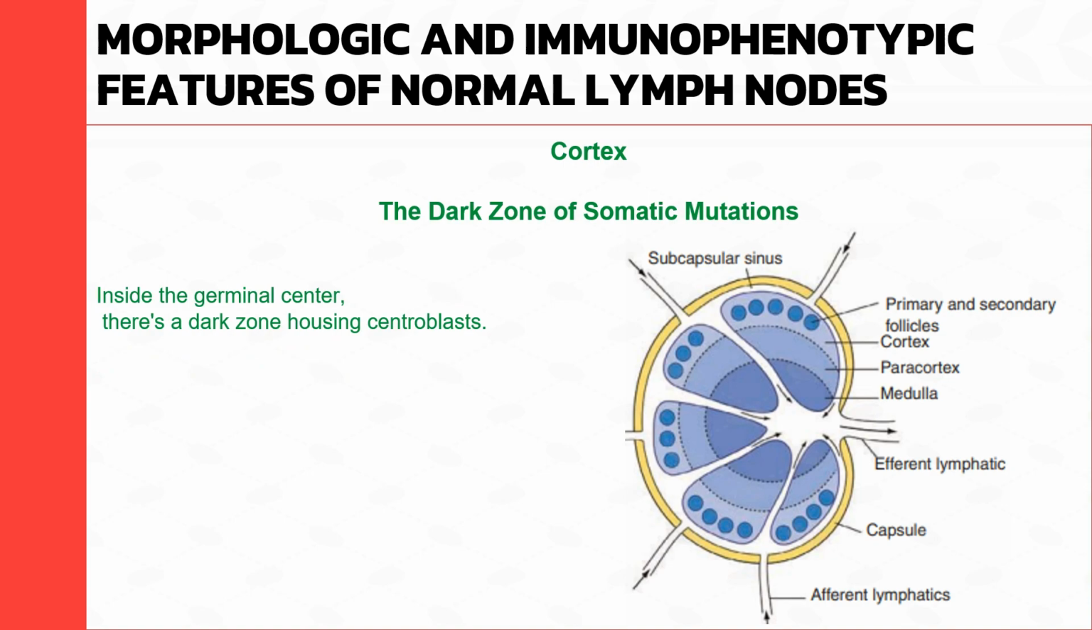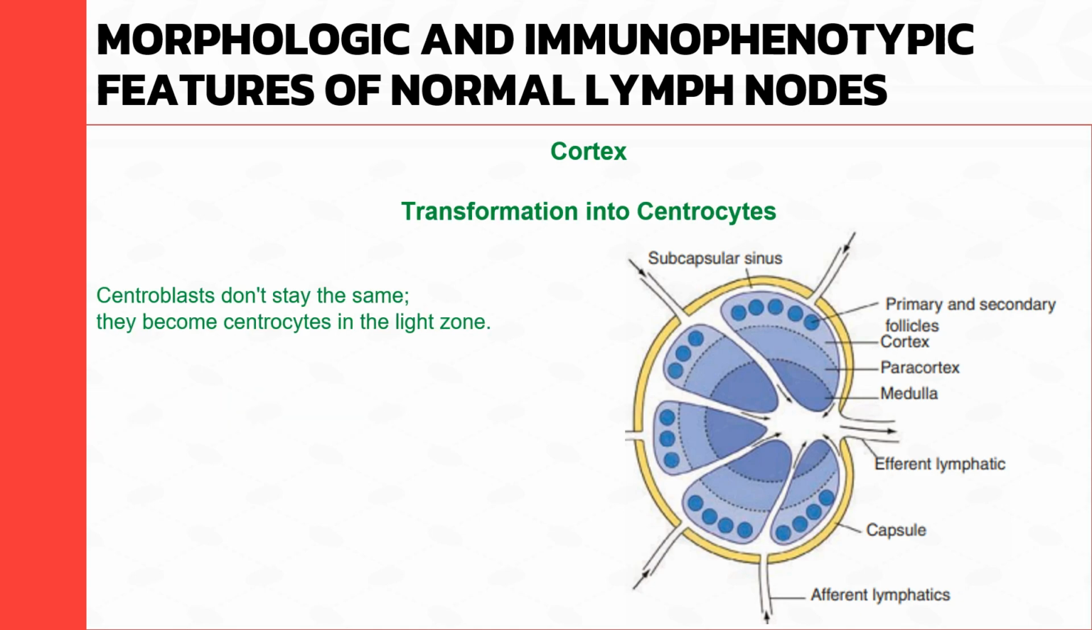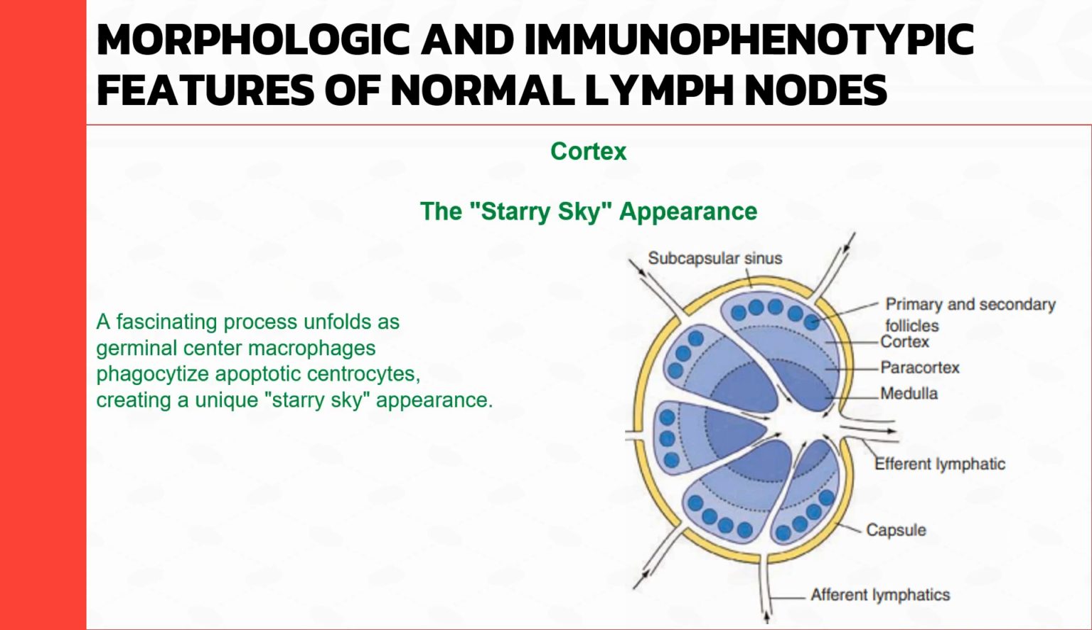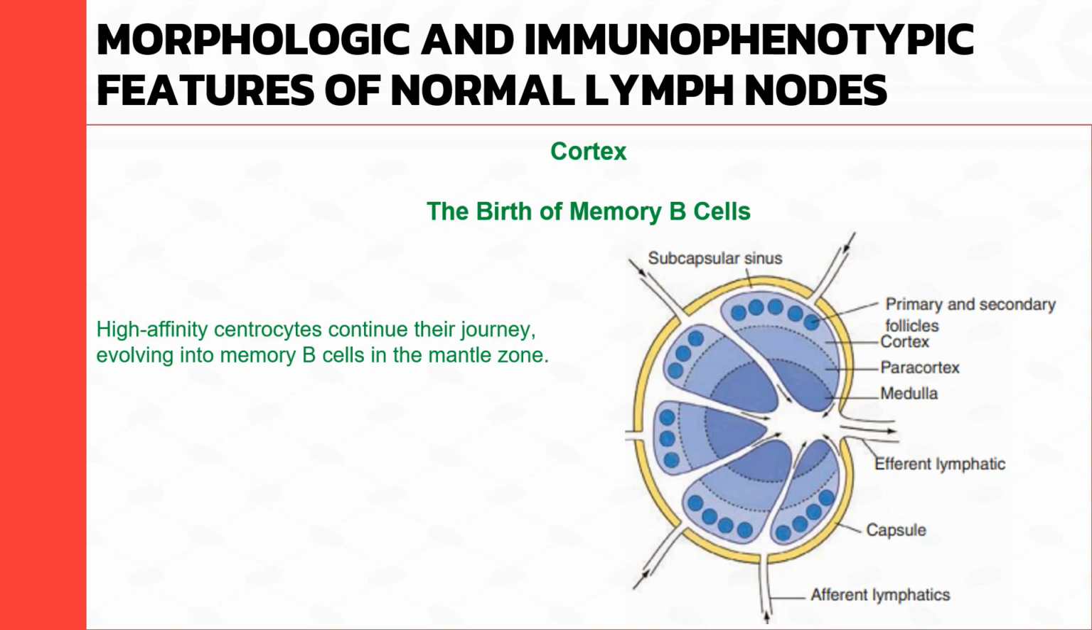Inside the germinal center, there's a dark zone housing centroblasts. These are central to somatic mutations that enhance antibody affinity. Centroblasts don't stay the same, they become centrocytes in the light zone. Those with low affinity immunoglobulins undergo apoptosis. A fascinating process unfolds as germinal center macrophages phagocytize apoptotic centrocytes, creating a unique, starry sky appearance. High-affinity centrocytes continue their journey, evolving into memory B cells in the mantle zone.